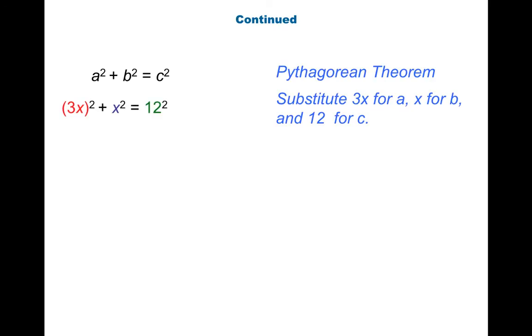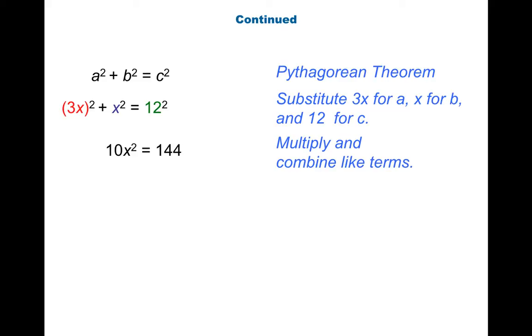Okay, so on the picture, realize the 12 was the hypotenuse, the x and the 3x are the legs. Why do I have the parentheses around the 3x? It's because I need to square the whole thing. If I don't have the parentheses there, it's only the x that's getting squared and not the 3. So my parentheses have to be there so that I multiply it right.